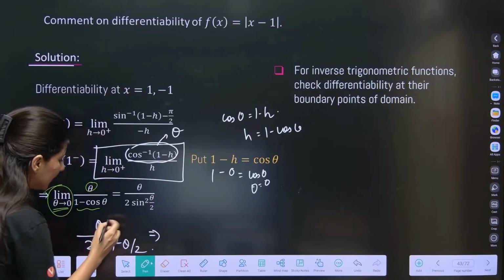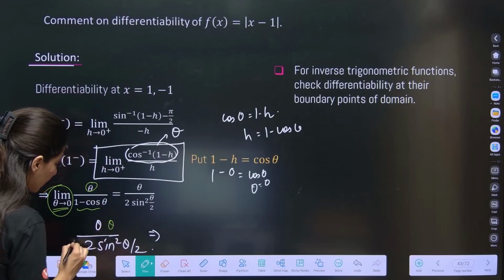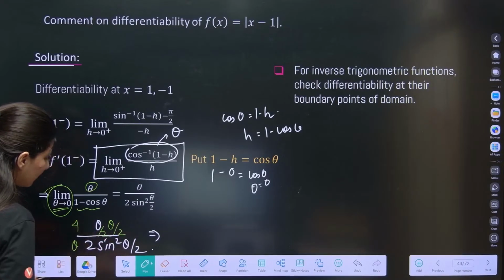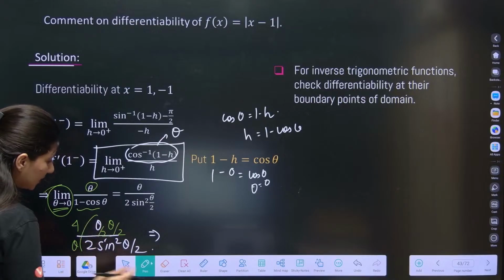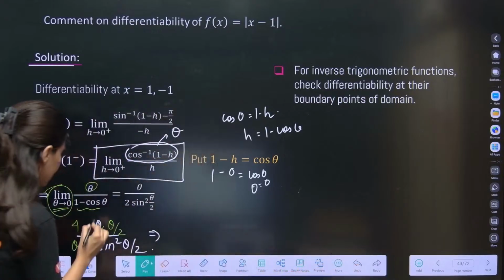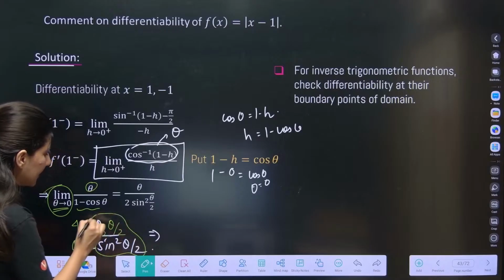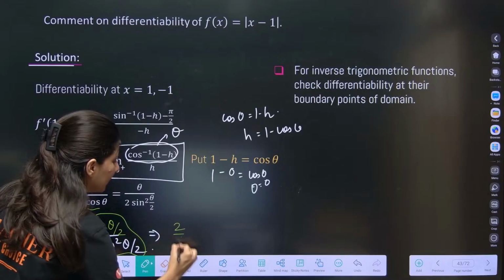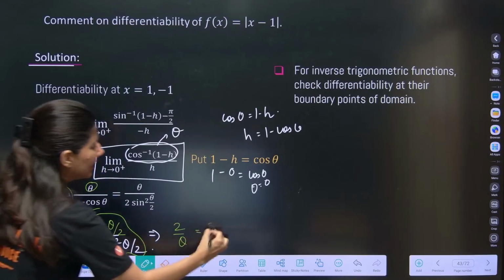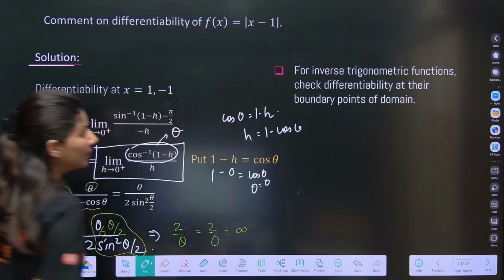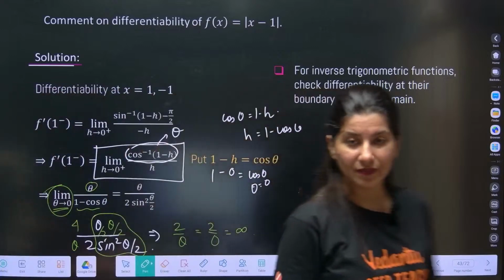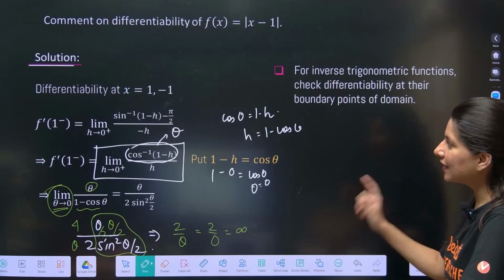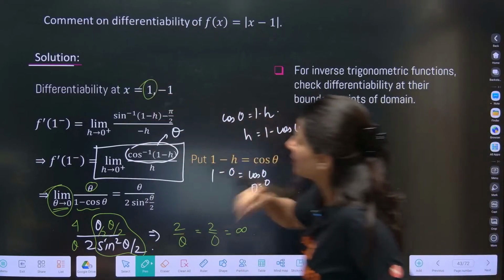You need 1 theta and 1 theta. You need by 2 and you need to multiply 4. So this is going to be 1, sine 0 by 0, remember? And eventually 4 by 2. So this is 2 by theta. Theta tends to 0. So 2 by 0 is infinity. That means it is non-differentiable. It is non-differentiable. At x equals to 1, it is non-differentiable.